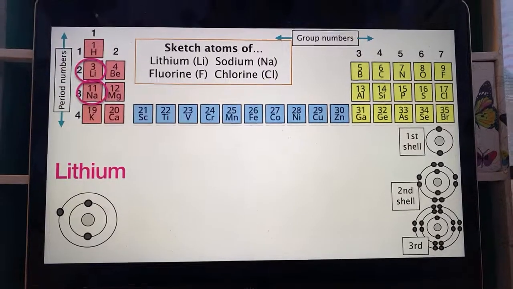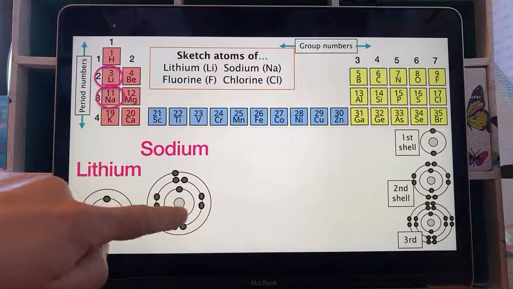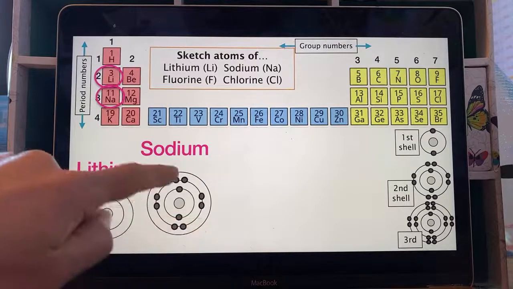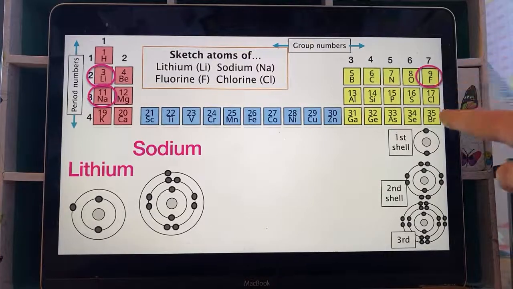So they're both in group 1. That's got a full first shell and a full second shell, as we just saw on the board, and 1 electron left over that has to go in the third shell. And fluorine, which is all the way over here in group 7.